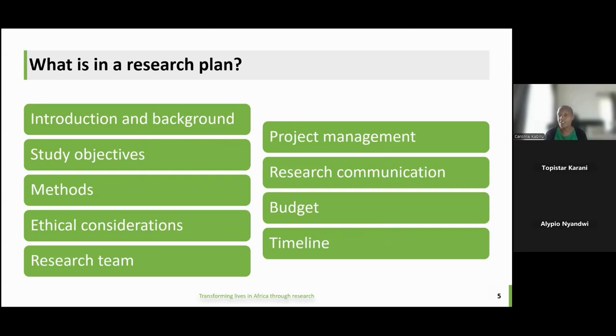The introduction and background, where you're setting the scene for this work. Why is this work important? Others have been in the field working on issues. What are you adding to that?